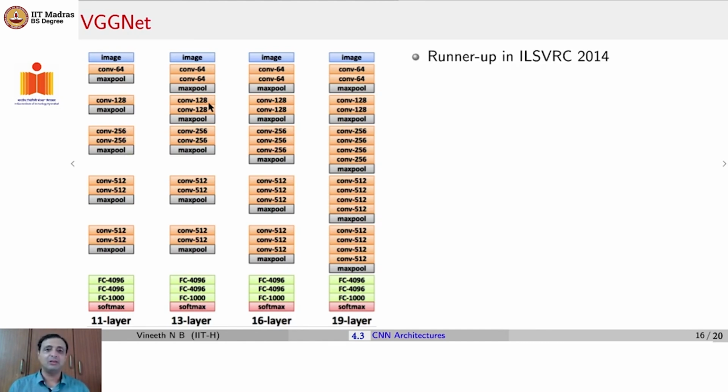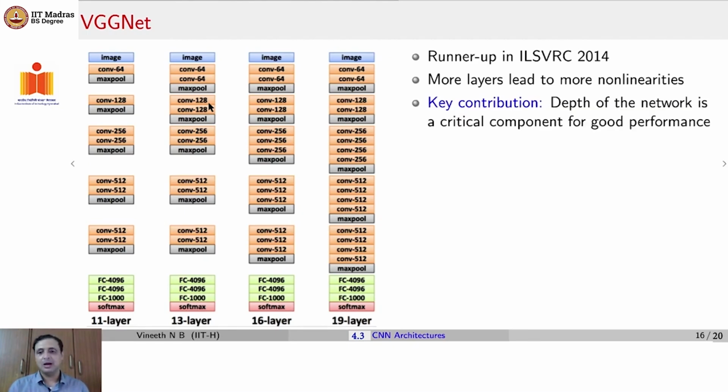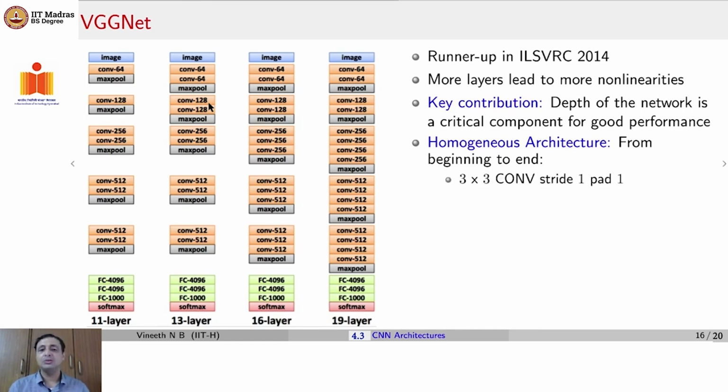The interesting design philosophy that they had, so this architecture won the runner-up in the ImageNet challenge in 2014, and their philosophy was that by increasing the depth, you can model more nonlinearities in your function. And the key contribution was that depth is a critical component. They maintained a homogeneous architecture from beginning to the end. What does that mean? They used only a 3x3 convolution across all of their layers.